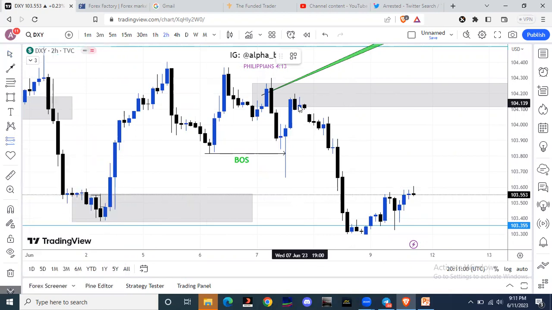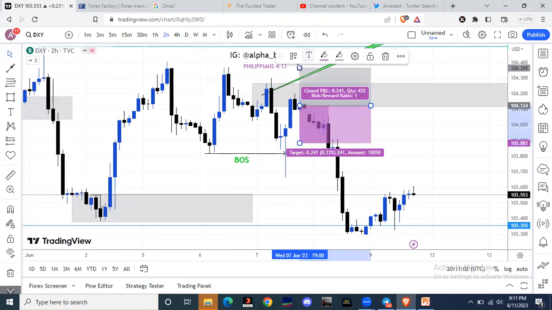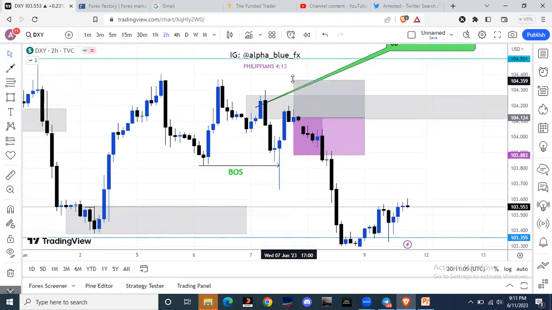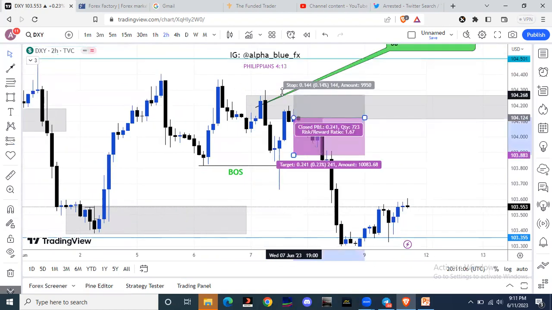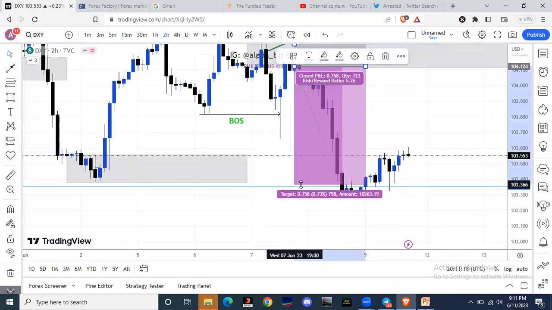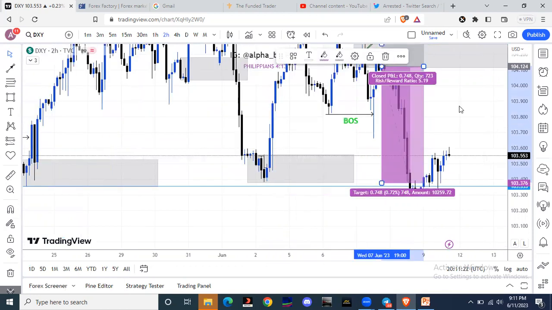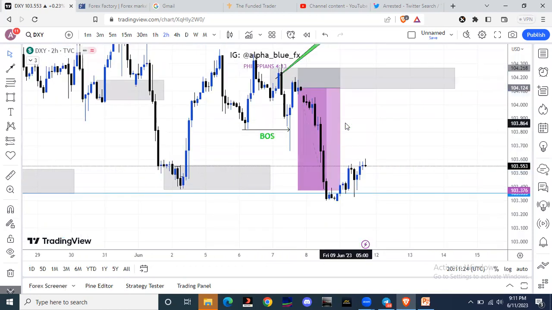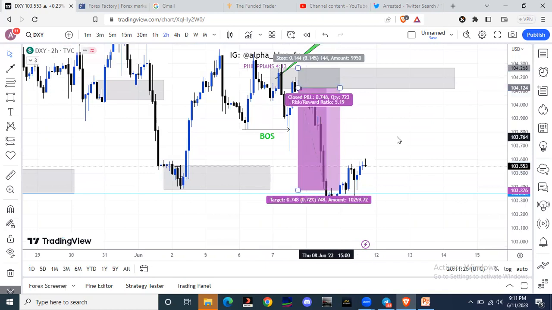So you will have sold from here, put your stop loss directly on top of the order block, or you could put it on the wick of this candle or on the order block like this. Then you're going to take profit at the other end of the market. So this is just it.